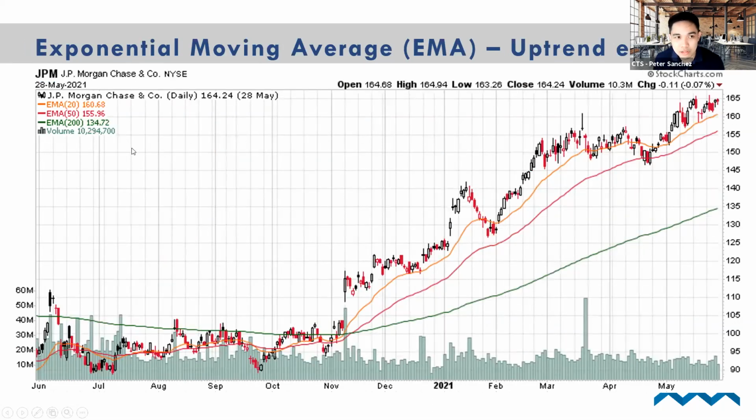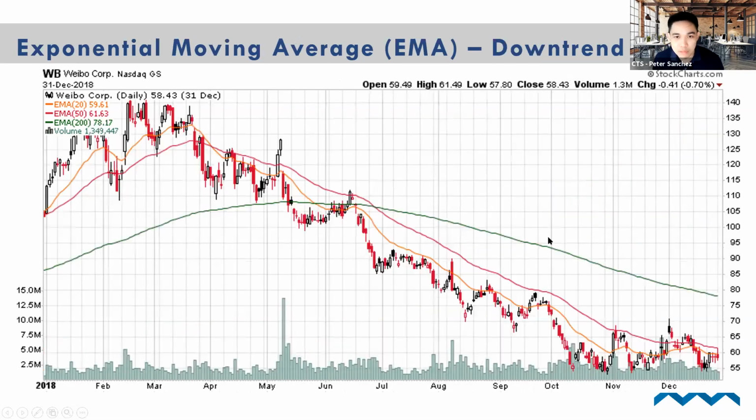Again, another example, balik tayo sa JP Morgan. Establish natin si JP Morgan is on an uptrend, and halata rin sa EMAs. Almost all the EMAs, yung price are above the EMAs. So JP Morgan is on an uptrend. Same again sa Weibo. Na-establish natin si Weibo as a downtrend in 2018. Price is below the moving averages.